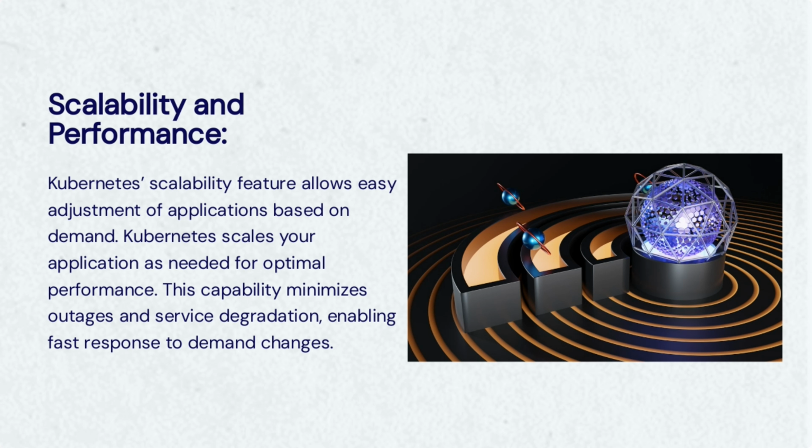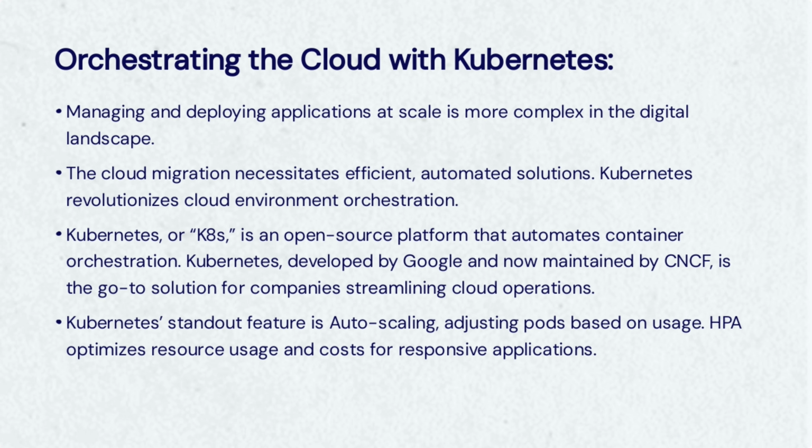Kubernetes' scalability feature allows you to easily adjust your applications based on demand. It scales your application as needed for optimal performance, minimizing outages and service degradation, and enabling fast response to demand changes. Managing and deploying applications at scale is more complex in the digital landscape. The cloud migration necessitates efficient, automated solutions. Kubernetes revolutionizes cloud environment orchestration.